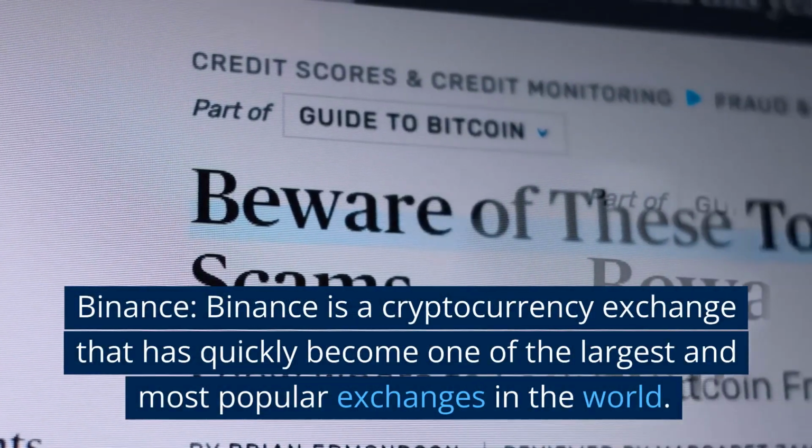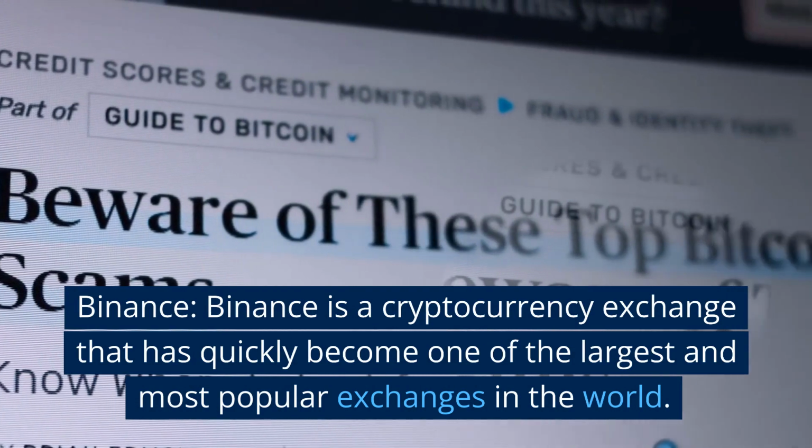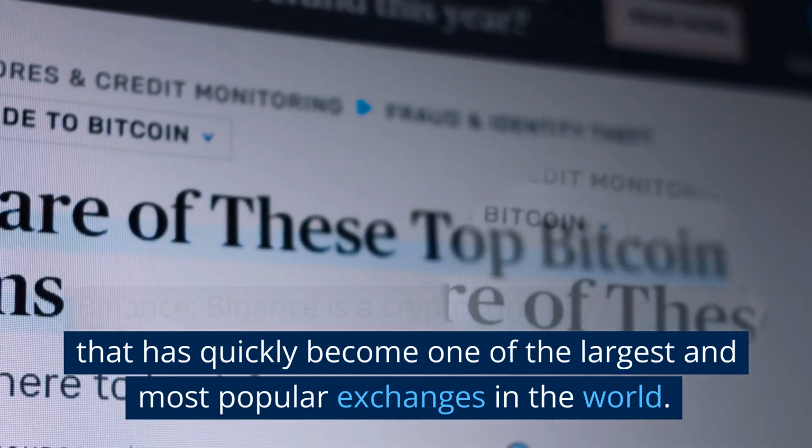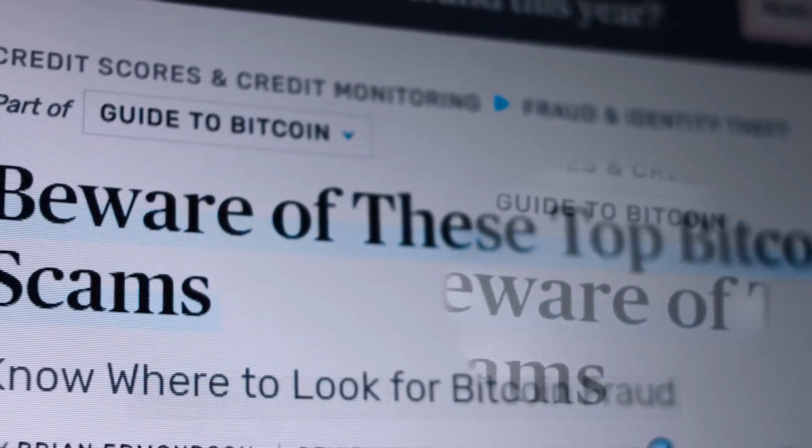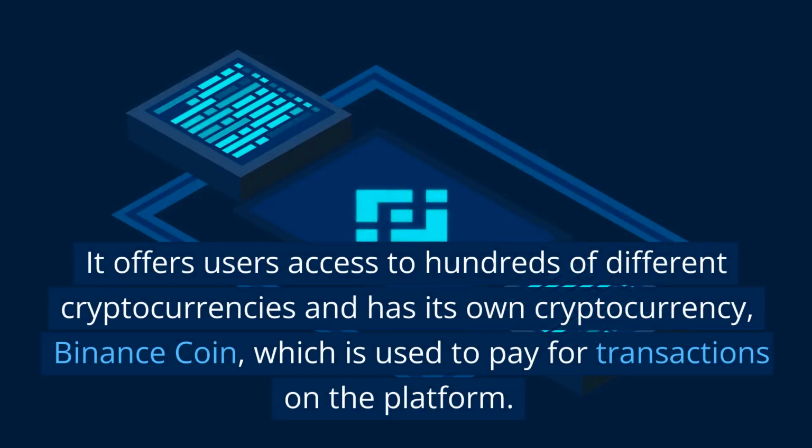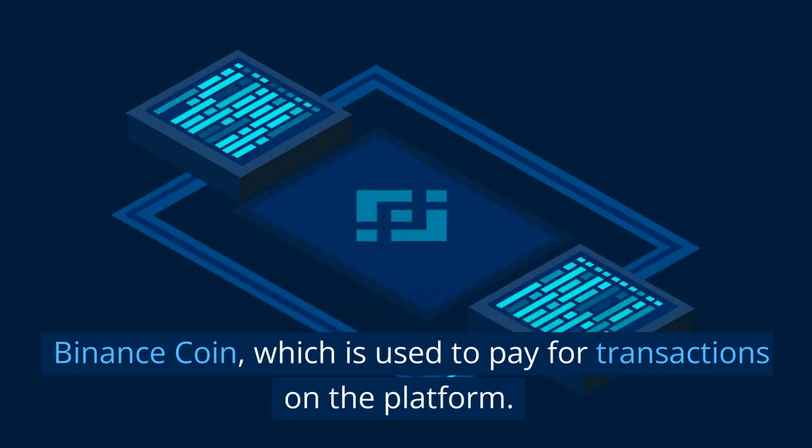Binance. Binance is a cryptocurrency exchange that has quickly become one of the largest and most popular exchanges in the world. It offers users access to hundreds of different cryptocurrencies and has its own cryptocurrency, Binance Coin, which is used to pay for transactions on the platform.